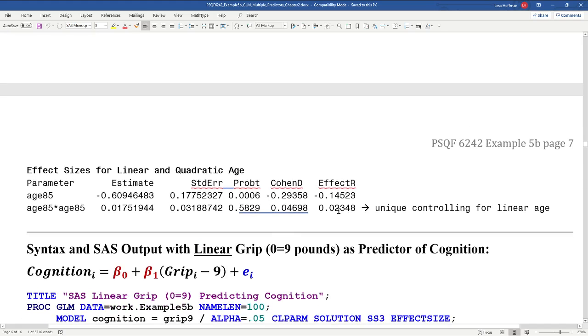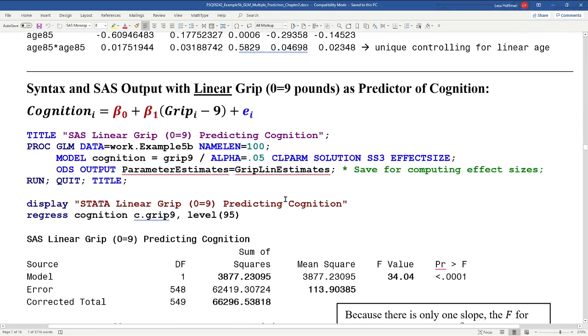And here are the effect sizes I computed using the t-test statistic to describe the linear and quadratic slopes. Same idea, now using grip strength. So this process that we're doing right now is looking at bivariate relationships. How does each potential predictor relate to the outcome all by itself?